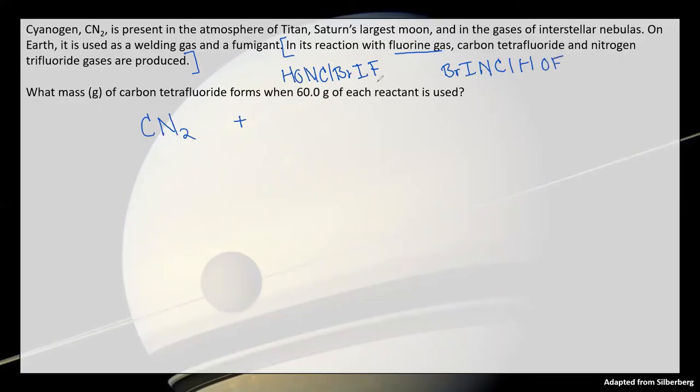Okay, I learned Hunkelbrief. Brinkelhoff is new to me, but whichever one floats your boat. Either way, we know that this is a diatomic gas, so F2. And then we just have to remember our prefixes: carbon tetrafluoride and nitrogen trifluoride. So carbon tetra is 4, nitrogen trifluoride is 3. And I can see already that this isn't balanced, right?